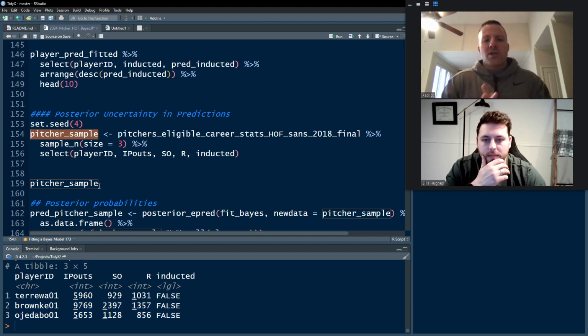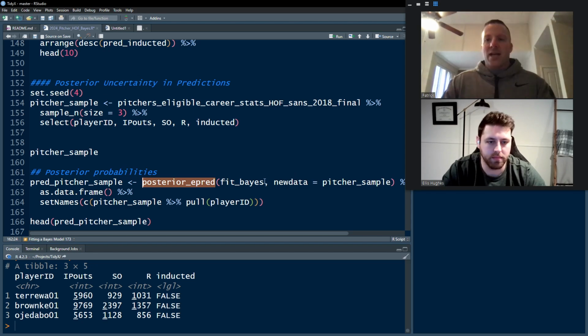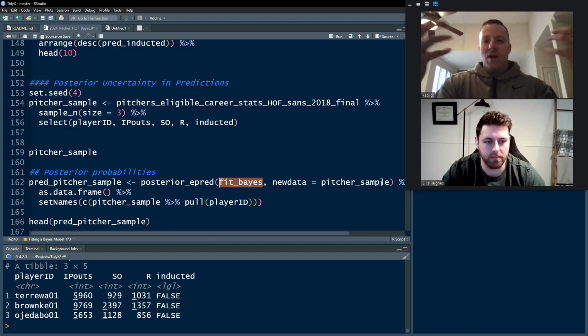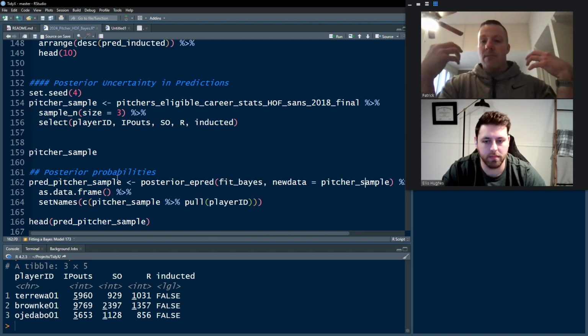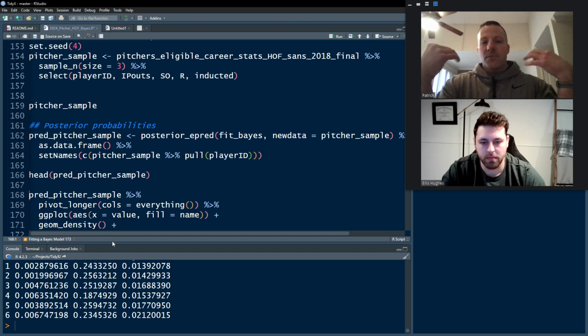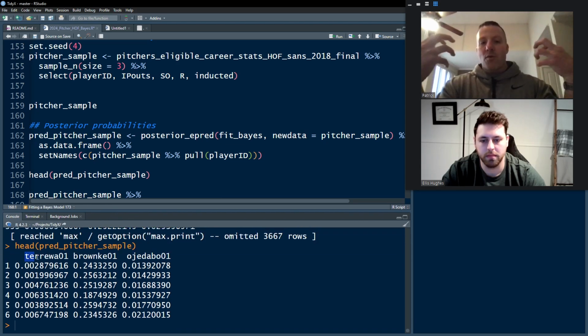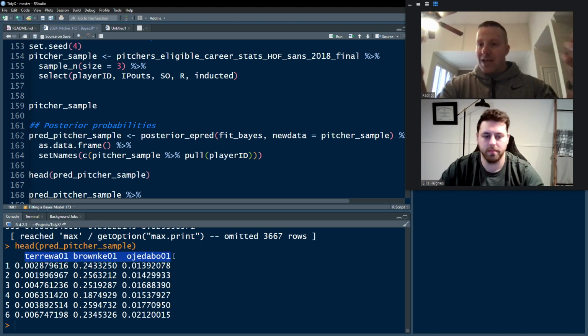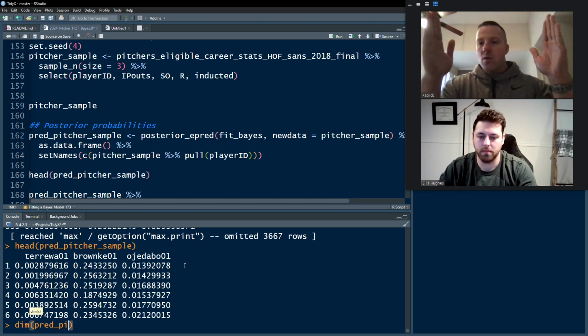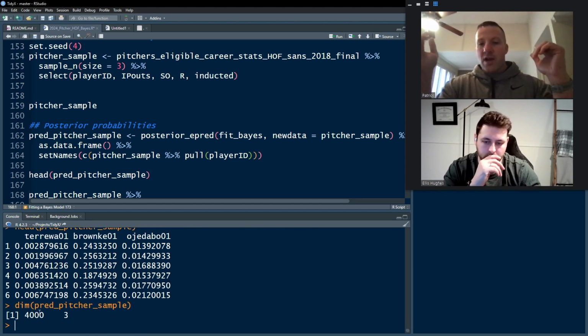Let's use this function. It's called posterior_epred. So it's going to predict back on the exponentiated scale, so it's going to get this to probabilities for us. It's going to predict the probability of these 3 guys making it to the Hall of Fame. We're going to turn it into a data frame, and we're going to set the names as the pitcher IDs. The reason is because when you use this function, R really gives you the 4,000 potential universes for each of these 3 players, but it does so in this wider format where we see one column per player with 4,000 multiverses for each of those players.